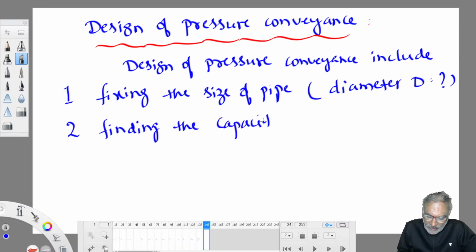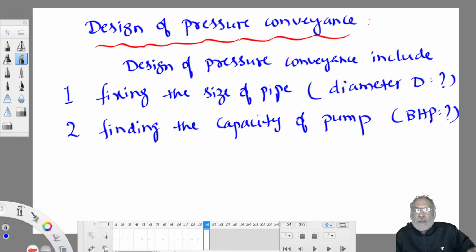So pump and pipe are required. What does the pump do? That is the BHP of the pump, brake horsepower of the pump. Both pipes and pumps are available ready-made in the market. Know your pipe size, know your pump capacity, go buy them, fix them, use them. Simple as such. Design means we don't design the diameter of the impeller, the blade angle, right?